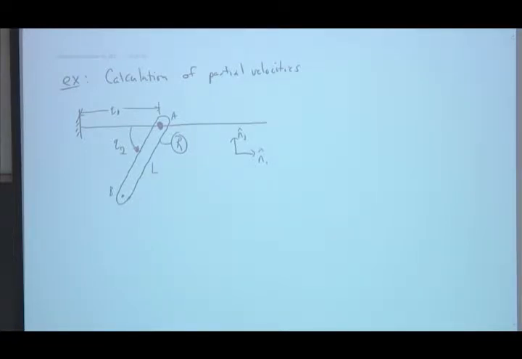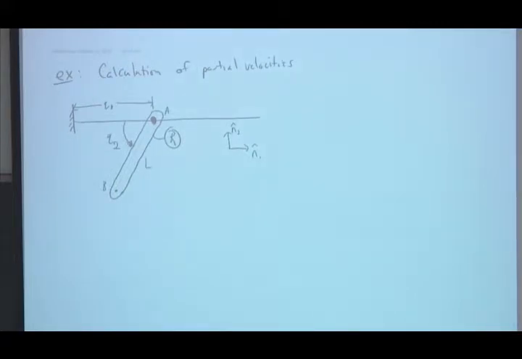So it has two generalized coordinates, right? It can slide back and forth, and it's a simple compound pendulum, so it can swing. We have two generalized coordinates at the moment, Q1, Q2. And how many configuration constraints does this have, as defined?